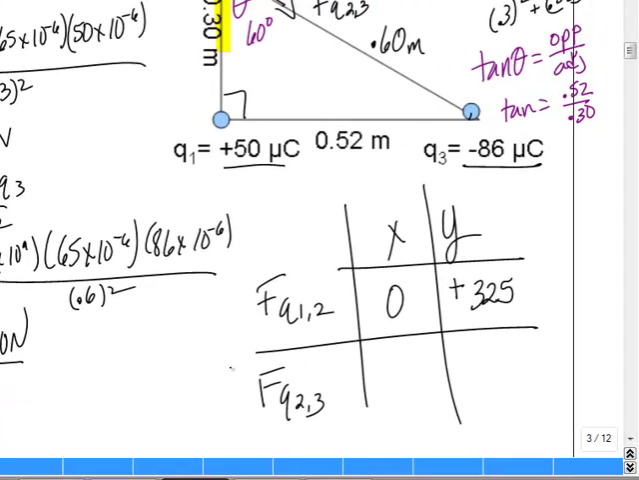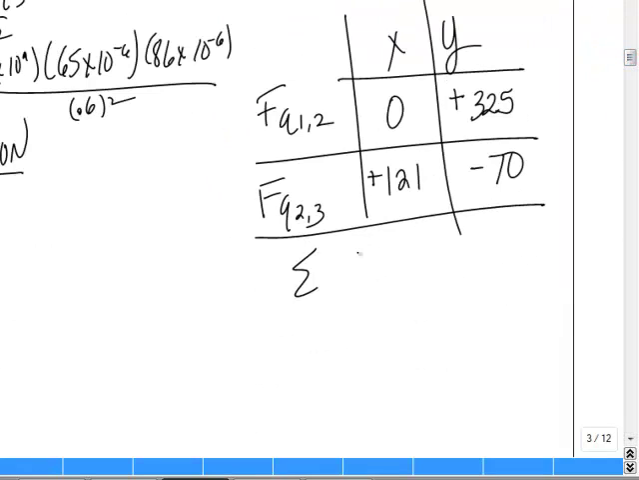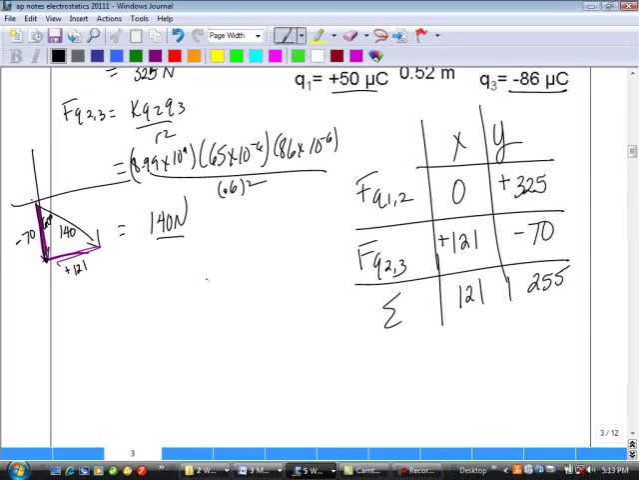So as I plug this now into my XY T-chart, I get 121 here, negative 70 here. And the last step is going to be to add up the columns. Add these up, I get 121. And if Cole was here, he could do this in his head, but he's not, so I have to do it calculator way. 255. Again, not my final answer because I have to put that x and y together. One last step. Start at the origin. Do x first, 121. Do y next, 255.